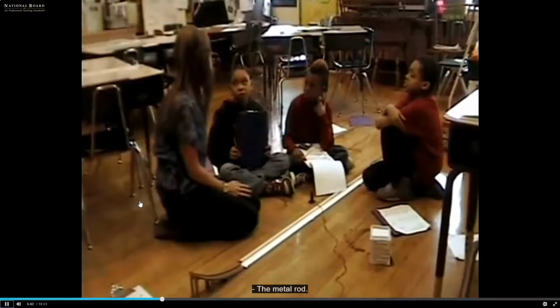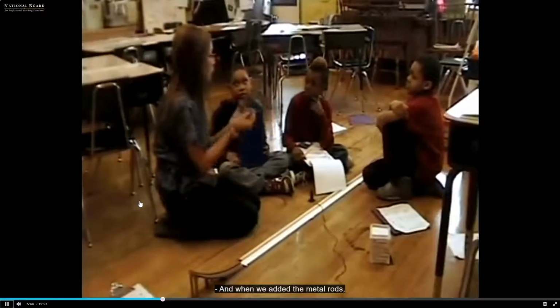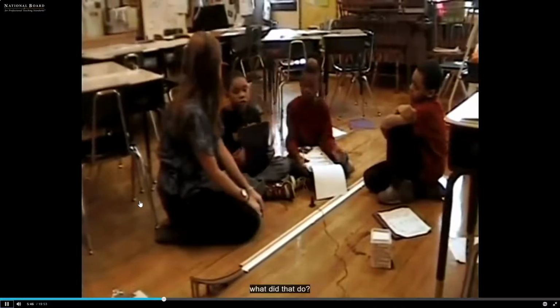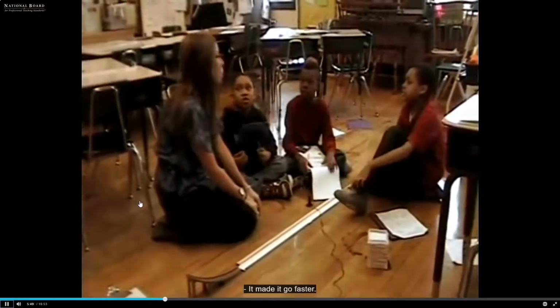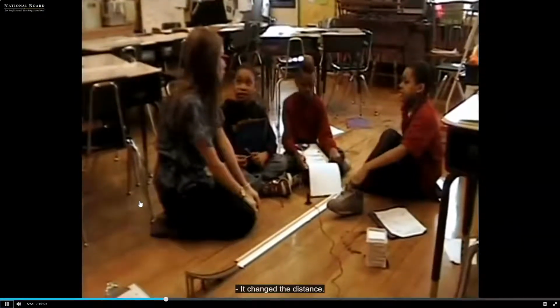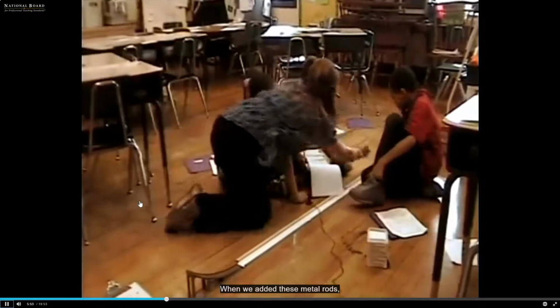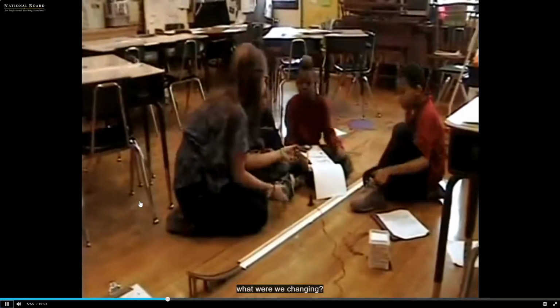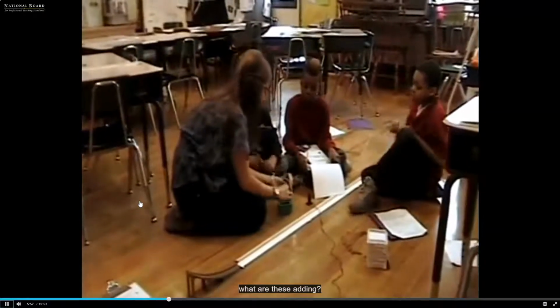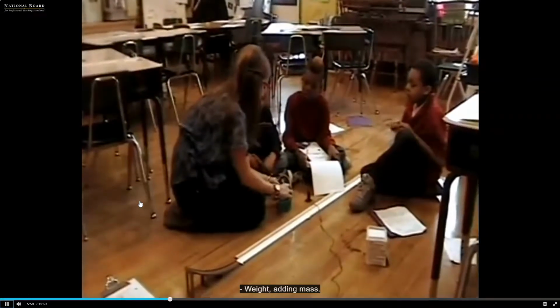The metal rod. And when we added the metal rods, what did that do? What did it change? The distance. It changed the distance. When we added these metal rods, what were we changing? Thinking about our other variable, what are these adding? Adding mass.